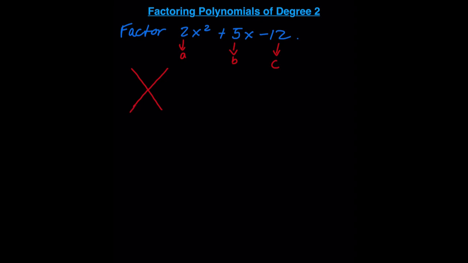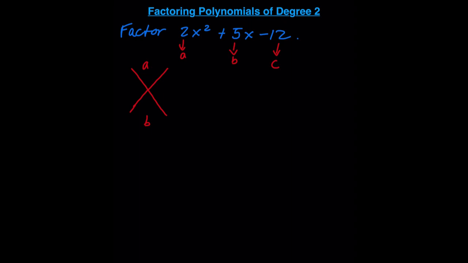You may be familiar with this method so far. You use this for a lot of factoring. Some people use a box instead. Either way, the value in the top is going to be the result of the product of a times c, whereas the value in the bottom is going to be the b value.